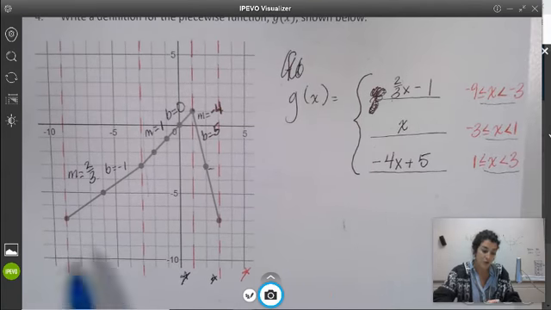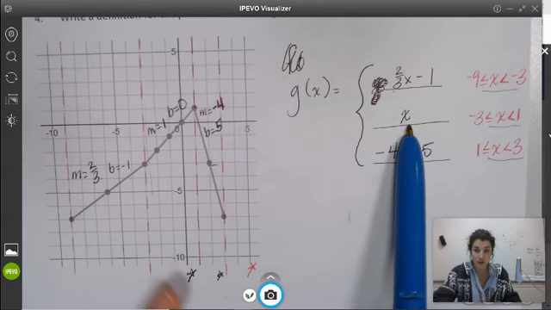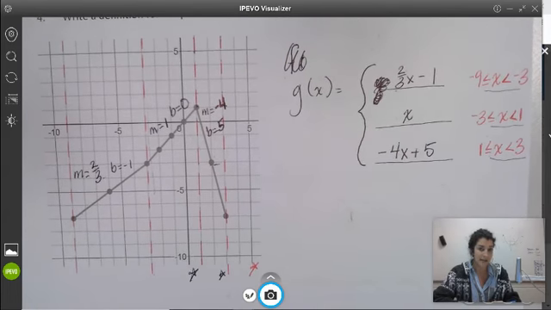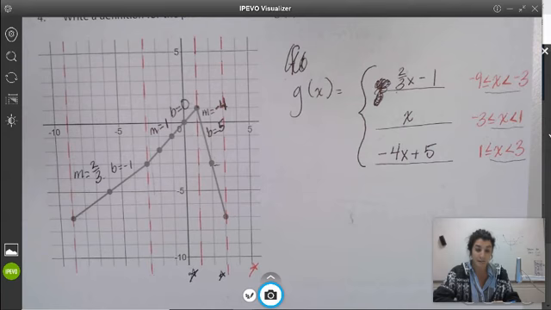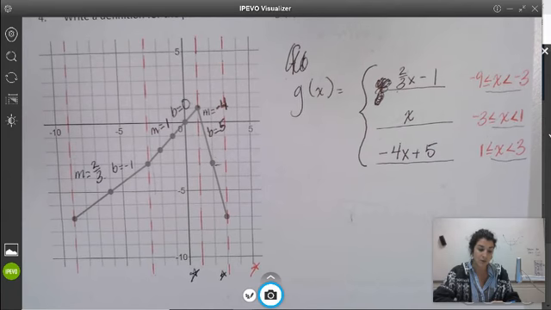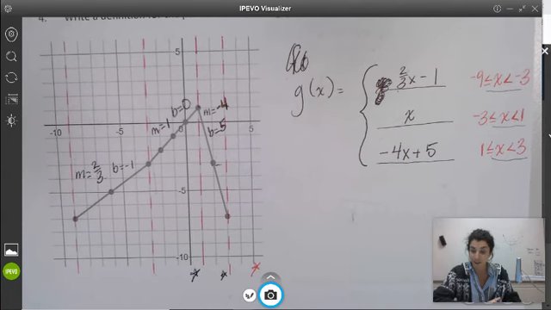So this is how you write out equations of piecewise functions. We also talked about last lesson how to graph them. We'll go ahead and practice some more in class about graphing them as well as defining them.